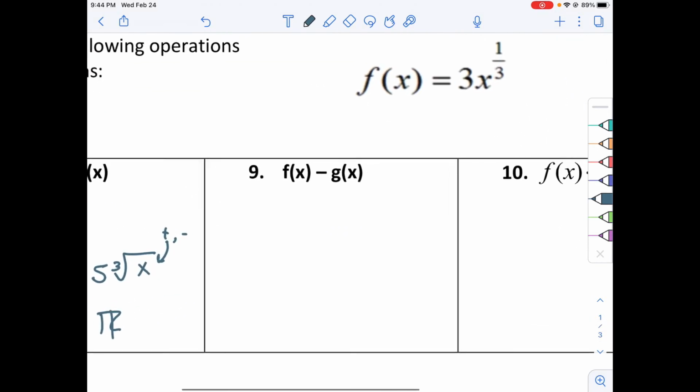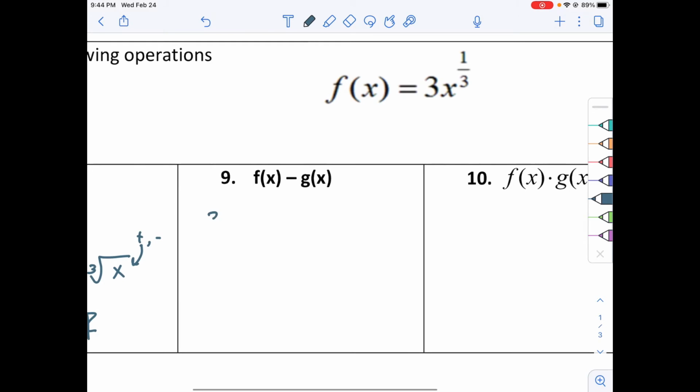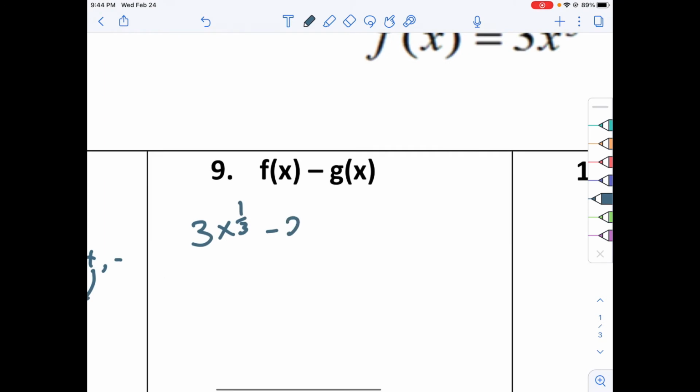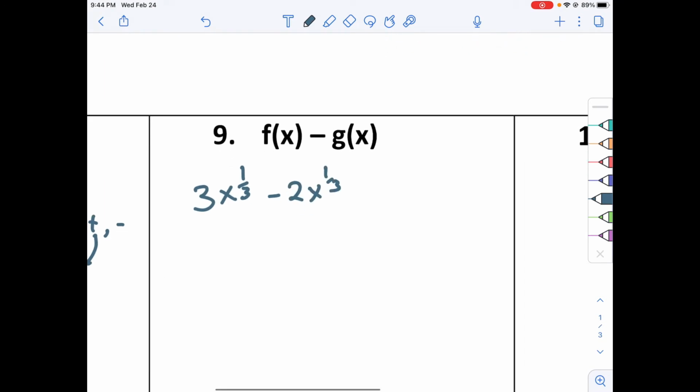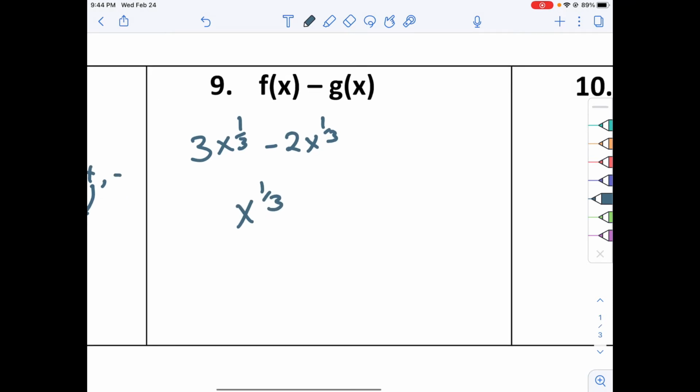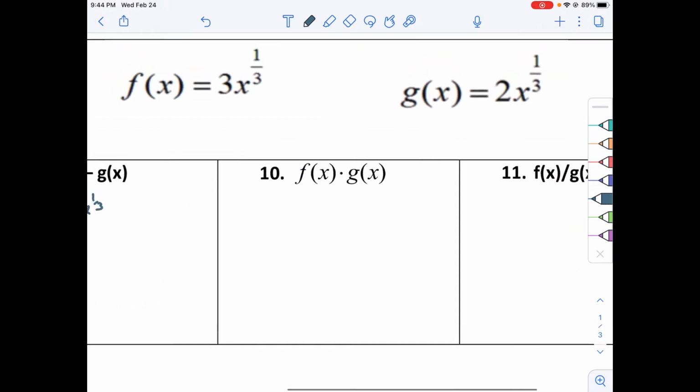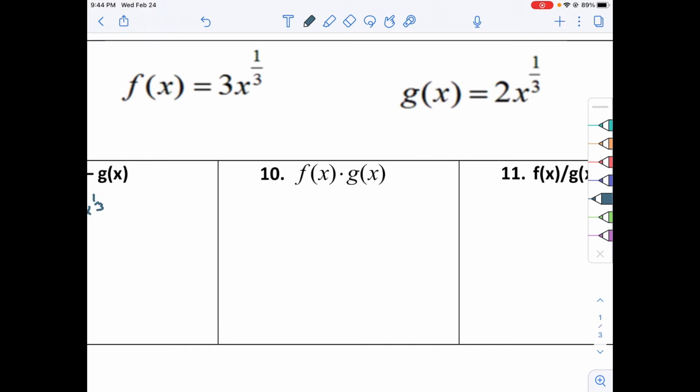For number 9, we have f of x minus g of x. So that's 3x to the 1/3 minus, and then that is going to be 2x to the 1/3. This 3 minus 2 would just give us x to the 1/3. And again, cube root, we're allowed to plug whatever number. So we just get all real numbers there. Number 10, f of x times g of x. So let's take a look at this one. This is 3x to the 1/3 multiplied by 2x to the 1/3.